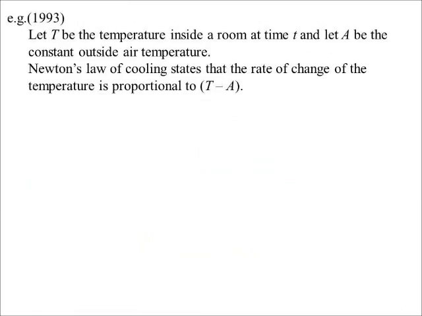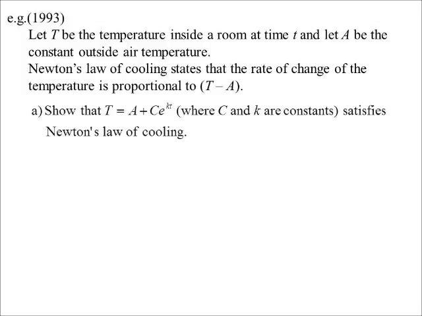So here we are, 1993, a while ago, but it's a classic question. Good old Newton, he did so much for us. He even gave us these sort of questions as well. So T is the temperature inside the room at time little t. A is the outside air temperature. Newton's law of cooling states that the rate of change of temperature is proportional to T minus A. Show that T equals A plus Ce^(kt) satisfies Newton's law of cooling, for the first part of the question. So again, I just need to show that the derivative, the rate of change, is proportional to T minus A.